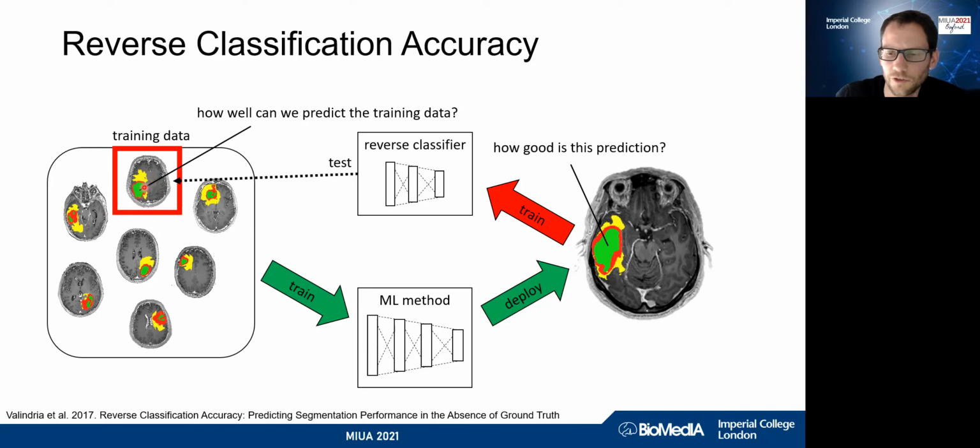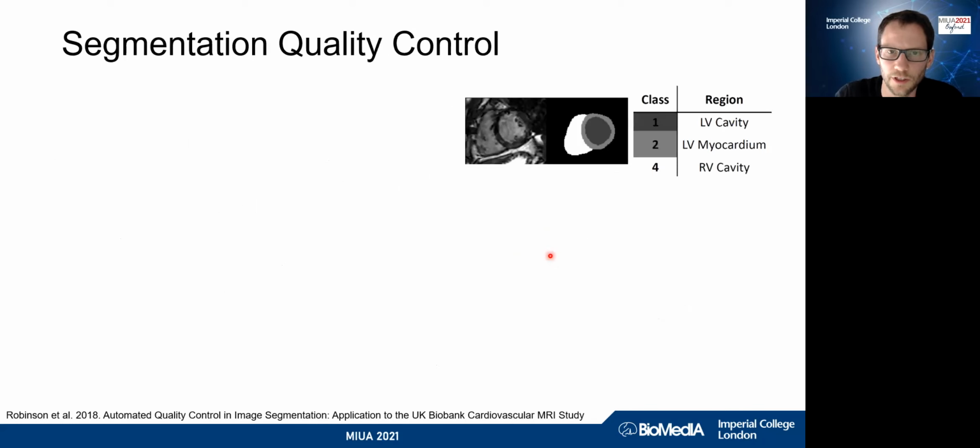And if this Dice score is really high, we have good confidence that this prediction was good in the first place. Otherwise, we would never reach a high Dice score on a training example. If we fail on all of the training examples, we have an indication that maybe this prediction wasn't really good in the first place. So that is a way of trying to predict how good that is.